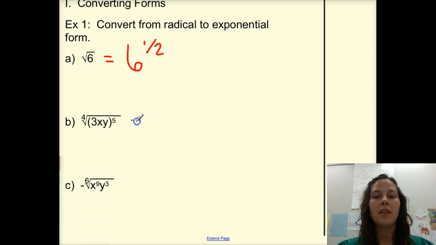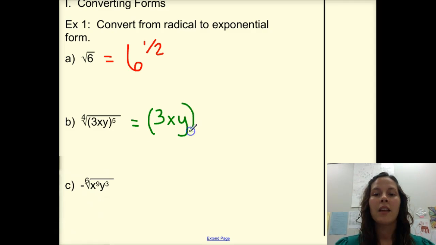For part B, everything under the radical is to the 5th power. I'm going to leave it grouped together. This is a power, so that is our numerator. The index of the root is the denominator of our rational exponent.